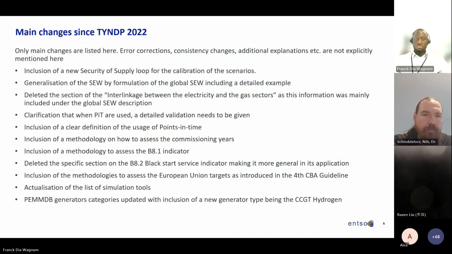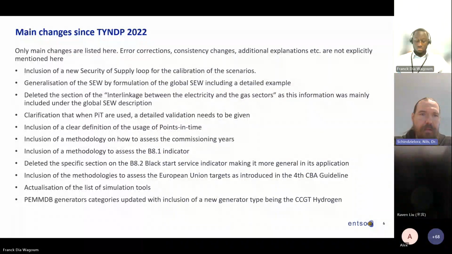Then we have the inclusion of the methodologies to assess the European targets. We will also give additional information on this. And we have updated the list of simulation tools. That is just for information. You can find it in the implementation guideline itself. And the PMDB generator categories have also been updated by one specific type that you see here. So that's basically what we have included as main changes.